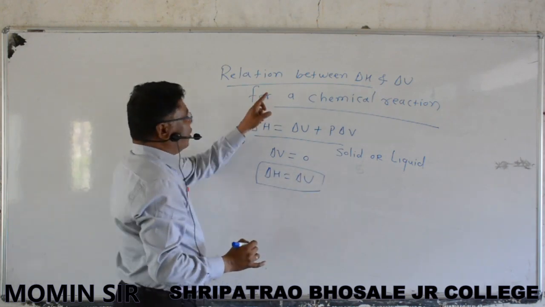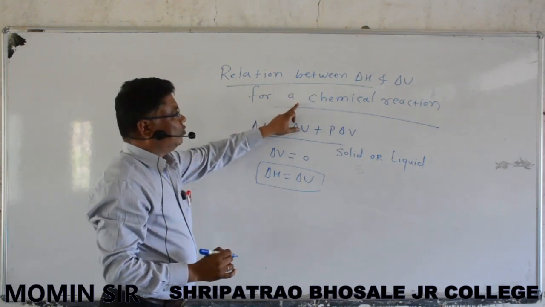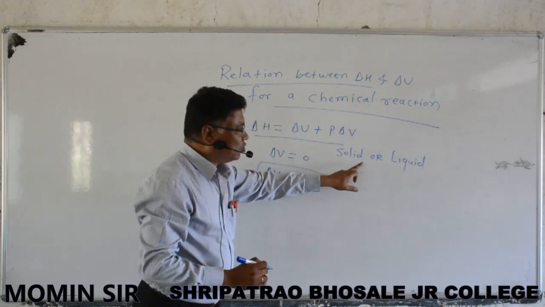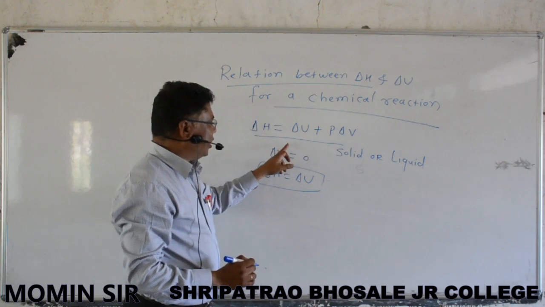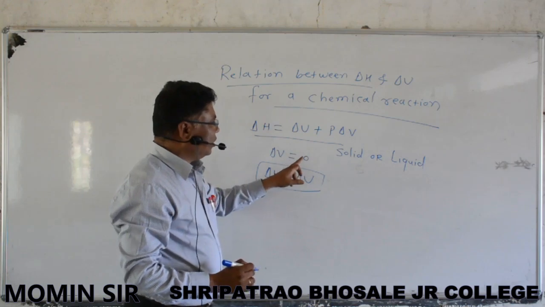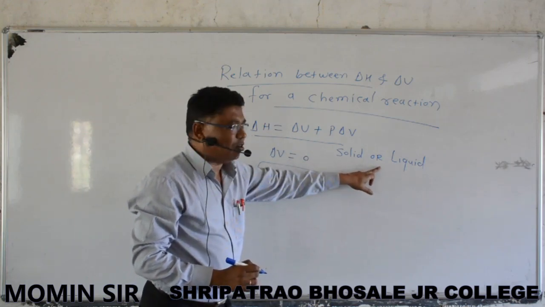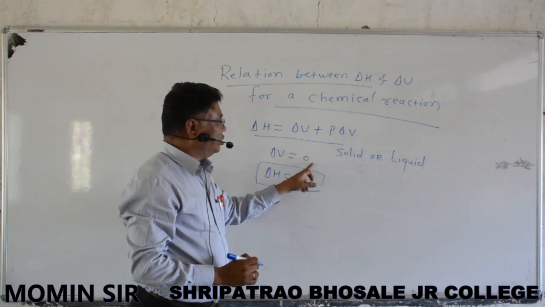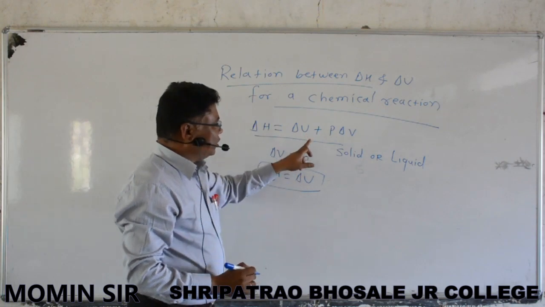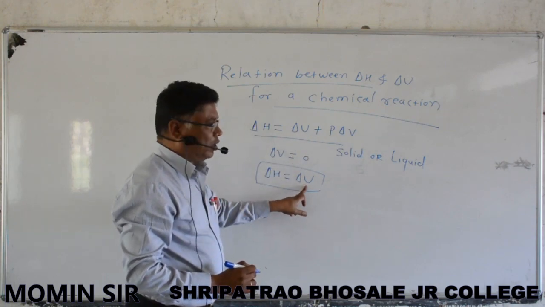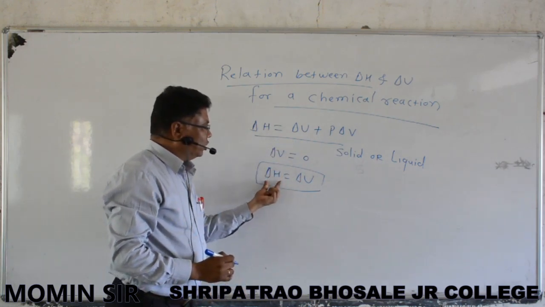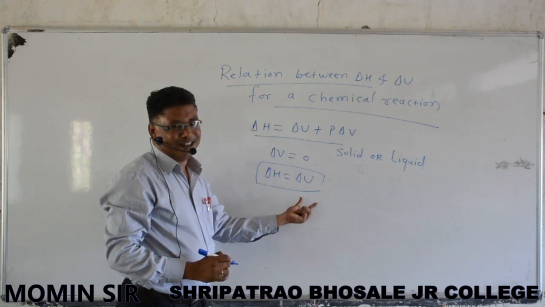So, relation between delta H and delta U for a chemical reaction in which reactants are involved in solid or liquid state is given by the equation delta H is equal to delta U plus P delta V. Here, as solid or liquids are non-compressible, change in volume is negligible. So, P into delta V becomes negligible, and this equation becomes delta H is equal to delta U. So, in those chemical reactions involving solid or liquid, change in enthalpy is equal to change in internal energy.